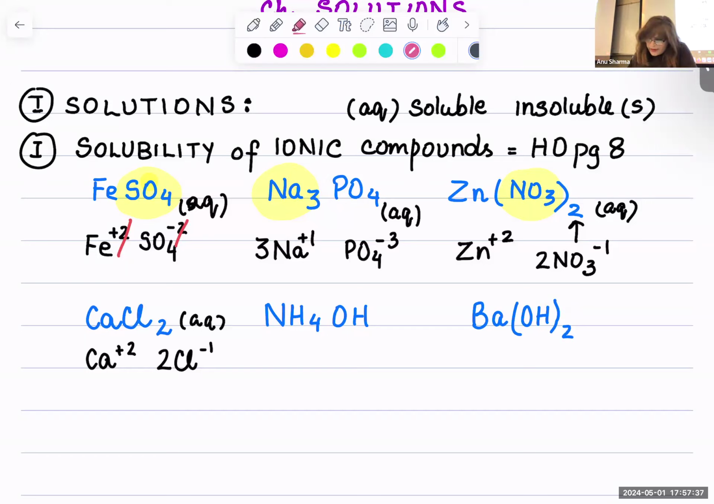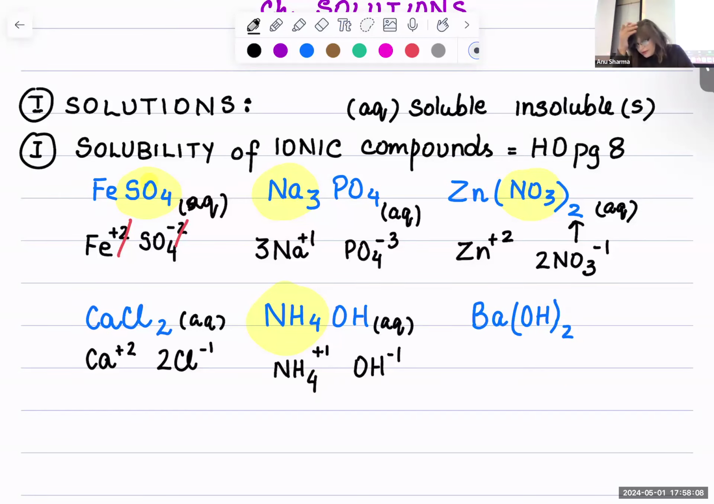Remember NH4. Wherever NH4 is, it is soluble in water. So what do you get here? This is NH4 +1. And what is this? OH -1. Okay. So these +1 and -1 cancel out. The identifier is ammonium, so anytime ammonium is there, it is soluble in water. So you will have to practice it.